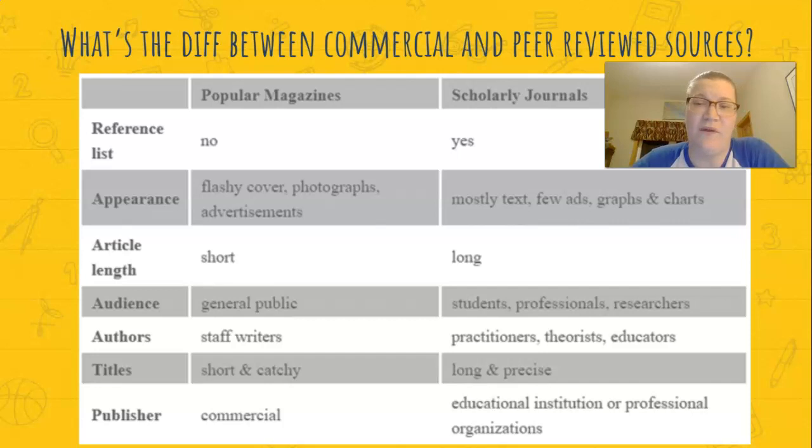The whole purpose of a scholarly source is to disseminate information. And so unlike the publisher for a popular magazine where they want to make money, a scholarly journal is intended strictly to get information out. And so this is the general layout or differentiation between commercial sources or popular sources and scholarly journals. Okay.